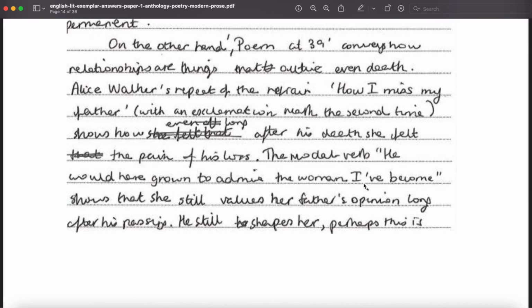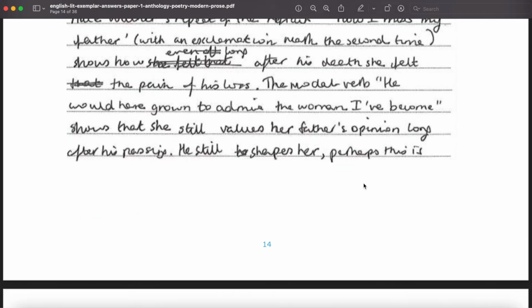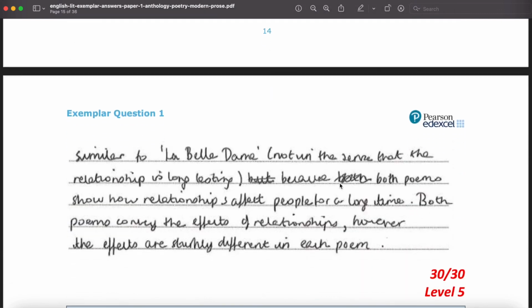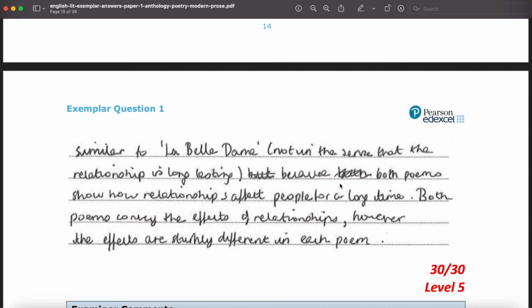It's a perfect answer, by the way, to learn from if you want to compare these two poems or you're learning these two poems. And the ending similarity that is mentioned shows that it's a complete answer, not just focusing on differences and how each poem shows a different side of relationships, but also focusing on how in some way it is similar, how both poems show that whatever type of relationship it is, it leaves an impact on the person for a very long time, whether that be negative or grim like in La Belle Dame Sans Mercy, or positive and happy and long lasting like in Poem at 39.